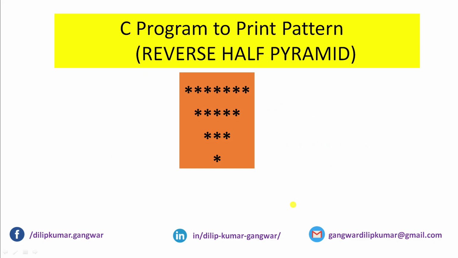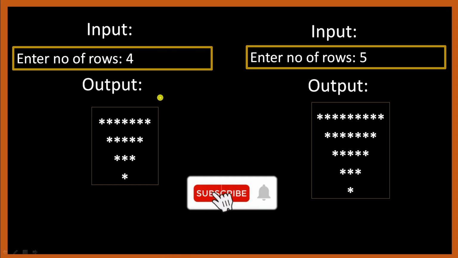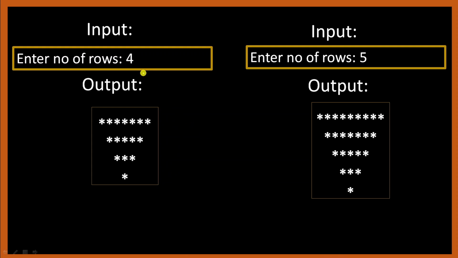Hello everyone, in this video we will understand a C program to print this pattern. As this is a pattern question, we will be giving the number of rows that we have to print for this pattern. So if the number of rows is 4, then 4 rows should be printed. If the number of rows is 5, then 5 rows of that pattern should be printed. So this pattern looks like this.